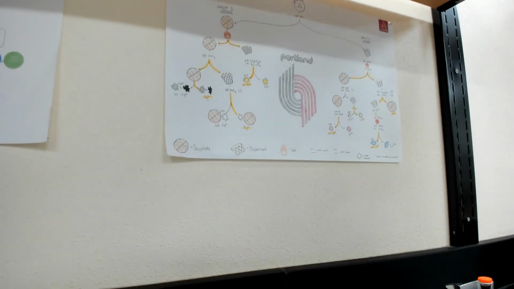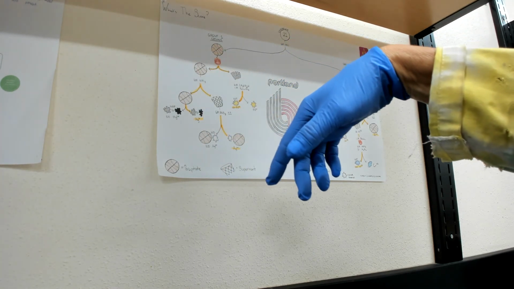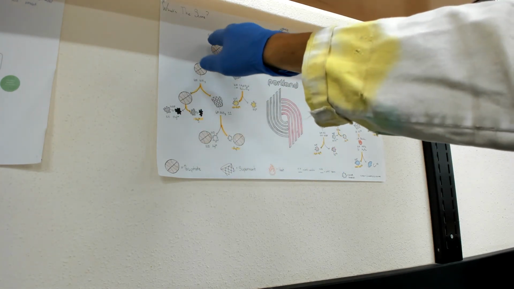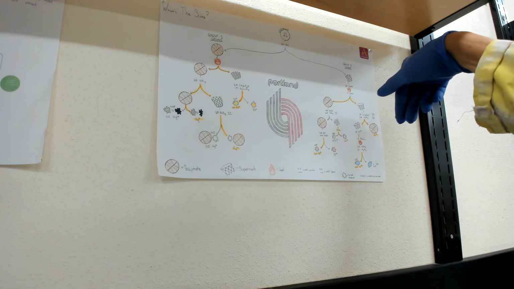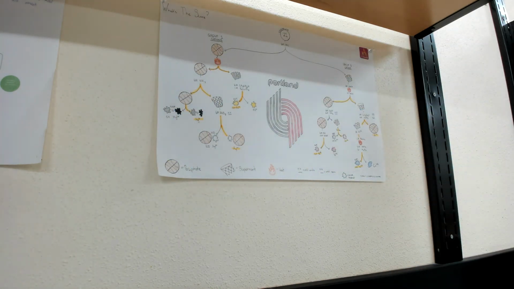This person, this was last year, did basketball: the ball for precipitate, and the hoop was their supernatant. And you can see they have their flame, and yes and no. So you can have fun.